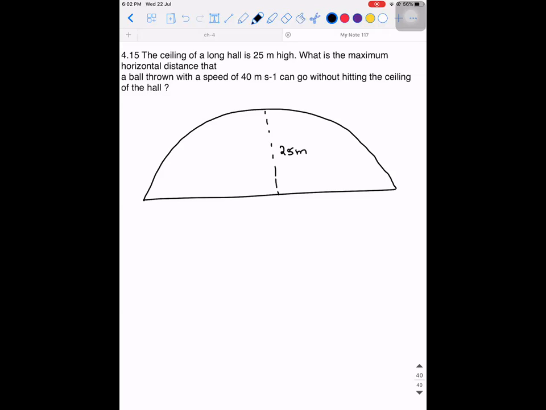Okay. So the ceiling of a long hall. Let's say this is the ceiling. The ceiling of a long hall is 25 meters high. What is the maximum horizontal distance that a ball thrown with a speed of 40 meters per second can go without hitting the ceiling? Maximum distance again? What should be the angle of projection? 45.